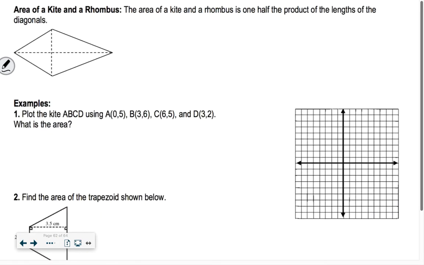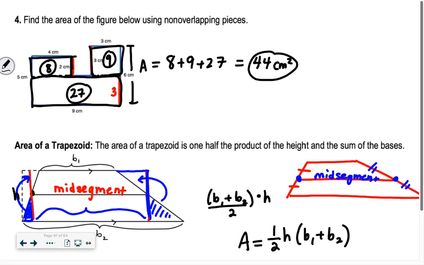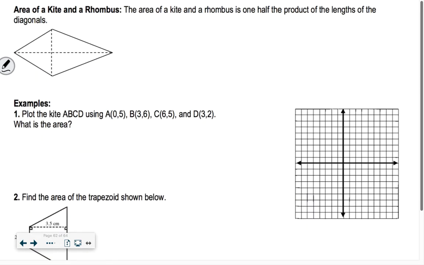Where's the height? The height was right here. I kind of covered it up with my h. Okay? So let's see. So the area of a kite and a rhombus. You could go through this whole process as well. Basically what happens here is imagine that we extended it and we kind of boxed it in.